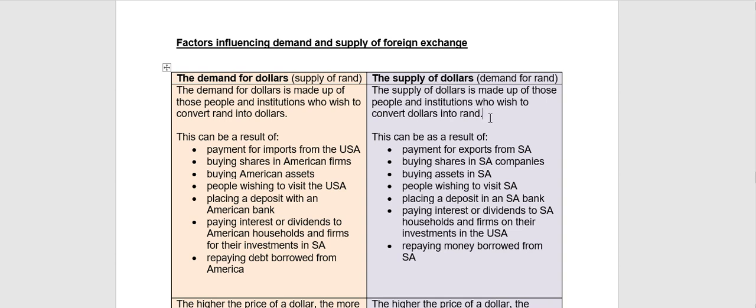So where does the supply of dollars come from? Obviously, from all of those American people and businesses who want to convert their dollars into rand. Why would they want rand? Because they have to pay us for something. These reasons are exactly the same as what we did just now, but now it's from the other side. Why would America want to give us money?